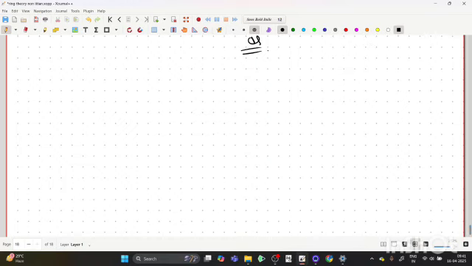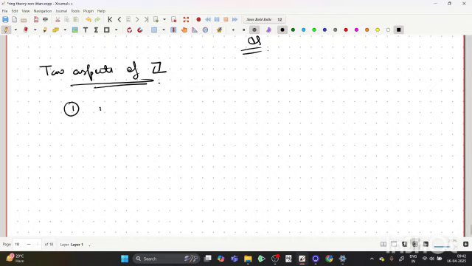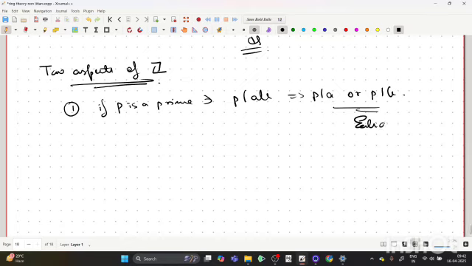Now let us talk about two aspects of the integers. Firstly, number one, we know that if p is a prime number such that p divides the product of two elements, ab, then this implies that p divides a or p divides b. This is your basic Euclid's lemma.